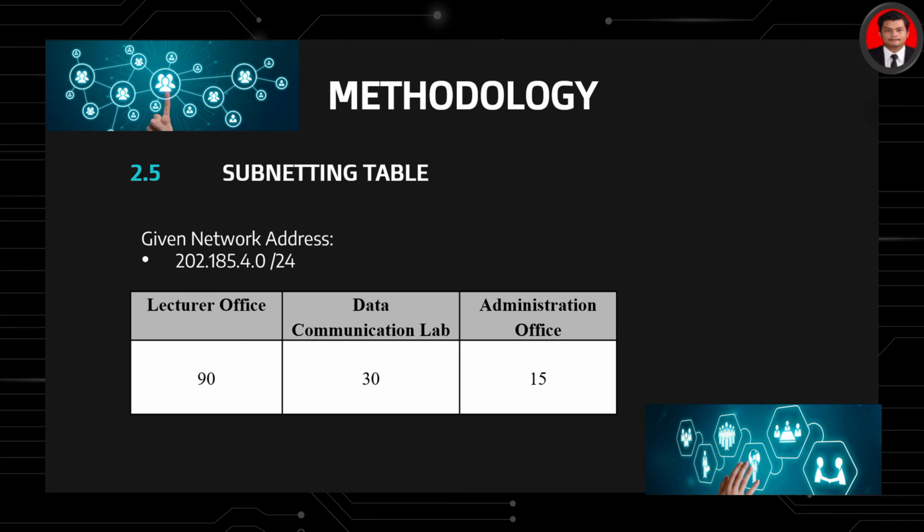Next is the subnetting table. The given network address is 202.185.4.0/24. There are three places in the faculty that we need to divide it into: the lecture office, 190 IP addresses; the data communication lab, 130 IP addresses; and the administration office, 150 IP addresses.